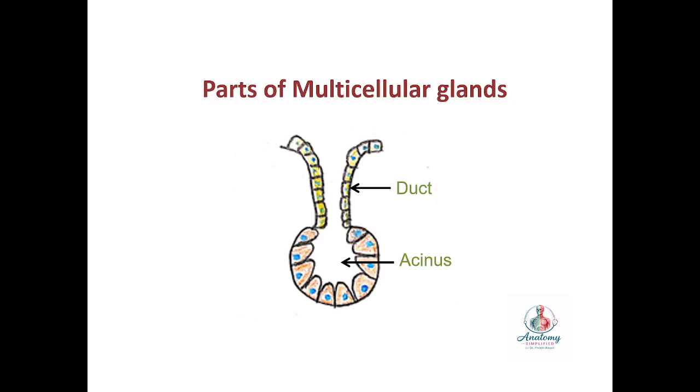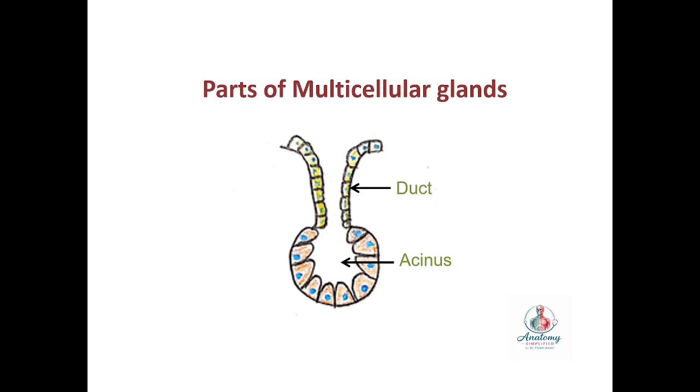Now, to see the next kind of classification, we need to understand the parts of a multicellular gland. In a simple manner, the gland will have a follicle or acinus, a secretory unit which is lined by epithelial cells. These are all secretory cells. The secretions will be poured into the space inside, and the secretions will come out through a duct which acts as a conduit for the passage of the secretions.